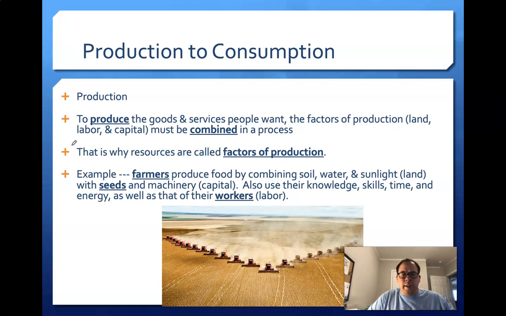Then looking at production to consumption. When we produce something, you're combining the factors of production in a process. This is why they're called the factors of production. If we're looking at farming, for example, a farmer produces food by combining soil, water, and sunlight, the land, with seeds and machinery, the capital. And then they use their knowledge, skills, time, and energy, and their workers as the labor. So producing an item is what combines the factors of production.